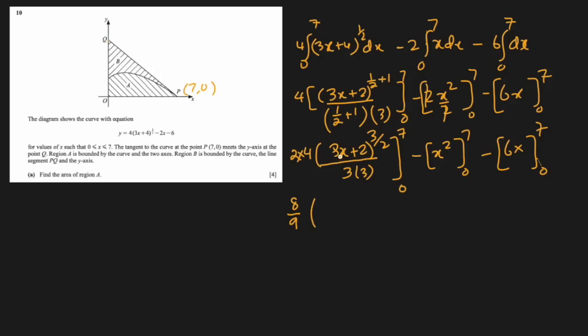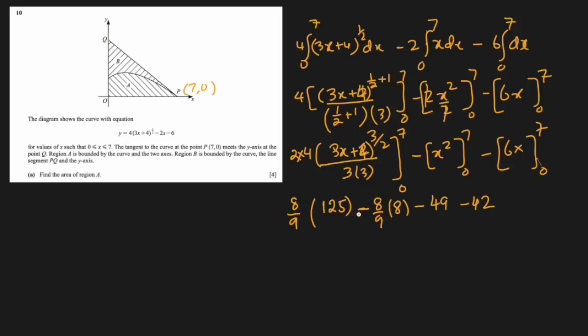First I'll substitute 7 in this, so it becomes what? 21 plus, it's not 2, it's 4. Why am I writing 2 every time? So 21 plus 4 is 25, square root is 5, and cube is 125. So 125 minus 8 over 9. Alright, 3 times 0 is 0. 4 to the power 3 over 2 is 8. So 8, minus 7 square is 49, minus 0 square is 0, so no need to write, minus 6 times 7 is 42, minus 0, just 42.